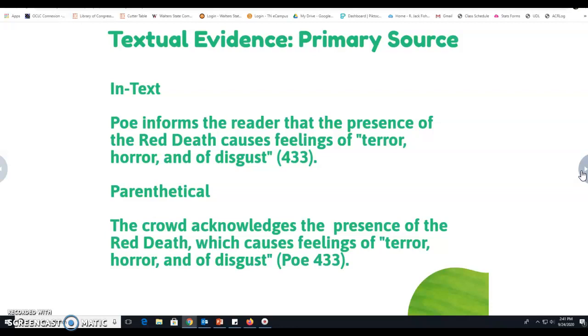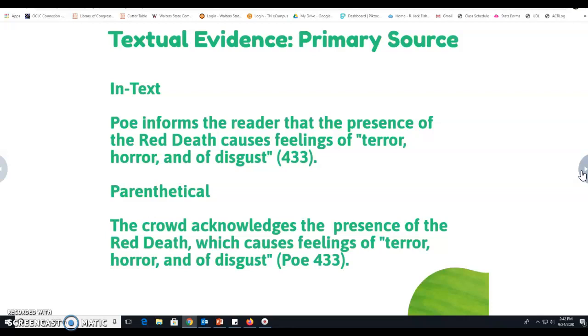For an in-text citation, you include the author's name in the text. So in this case, Poe informs the reader that the presence of the Red Death causes feelings of, quote, terror, horror, and of disgust, end quote. So this is directly from The Masque of the Red Death in a textbook on page 433. I would be saying the same thing in the parenthetical citation. It's just in this case, I start off with the crowd acknowledges and so forth, and I would include Poe, page 433, in my parenthetical citation.